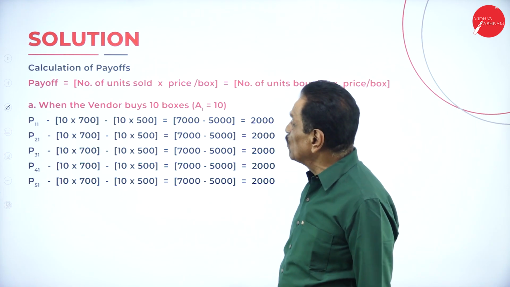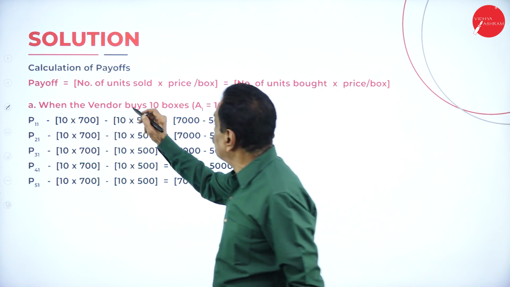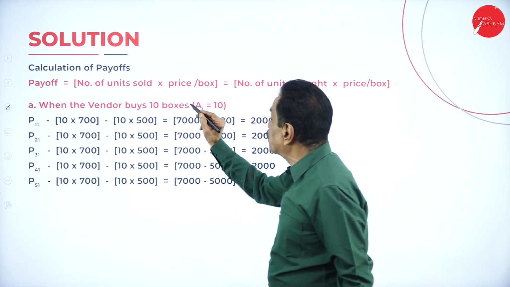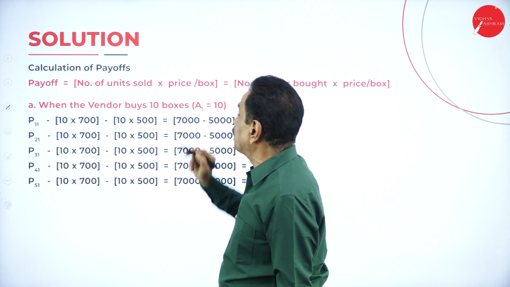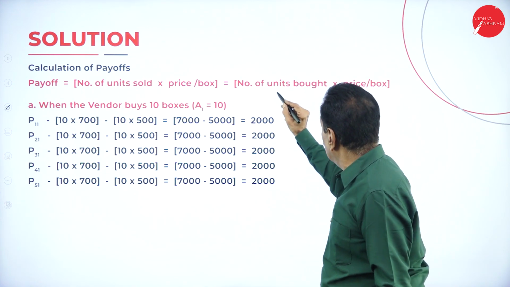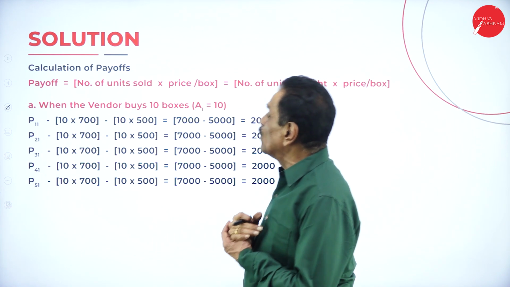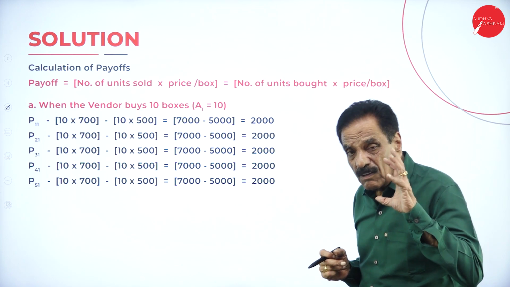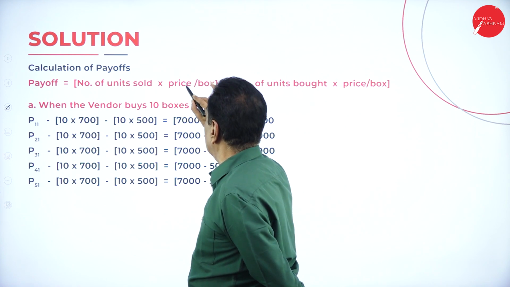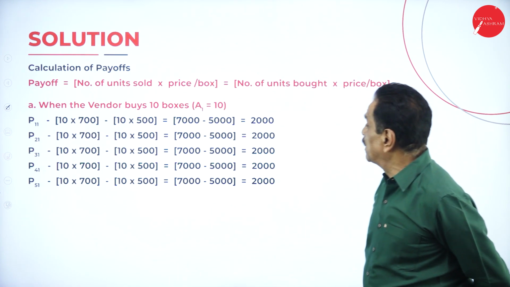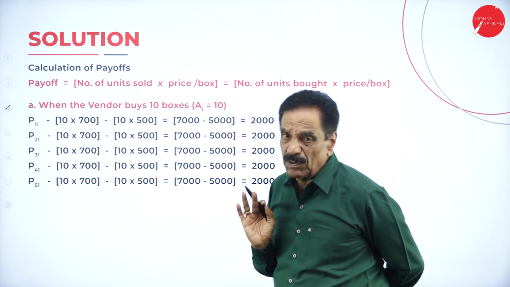Once you write that, then you have to write this word: payoff. What is payoff? Number of units sold multiplied by price per box. You must be very careful. Number of units sold multiplied by price per box is equal to number of units bought or purchased into price per box. One is the selling price, one is the purchase price. What's the formula? Number of units sold multiplied by price per box, minus number of units bought multiplied by price per box. That you have to do.